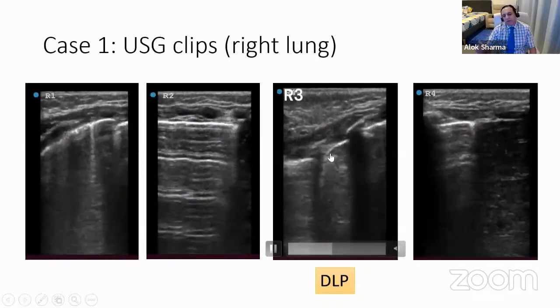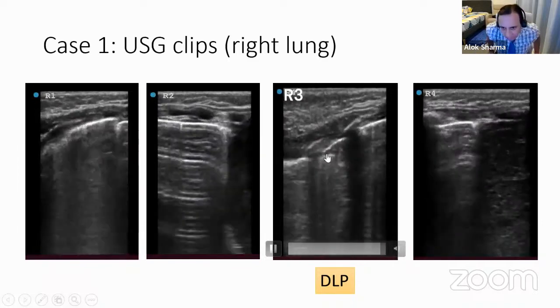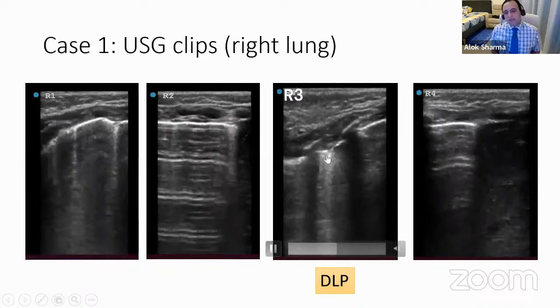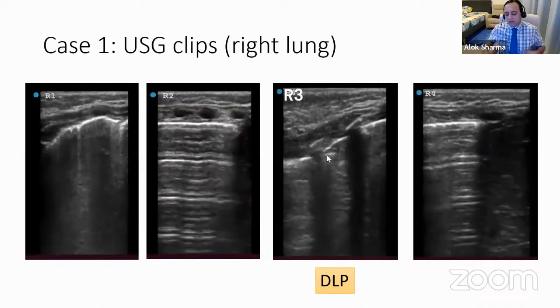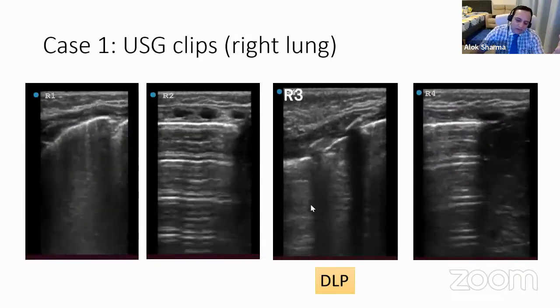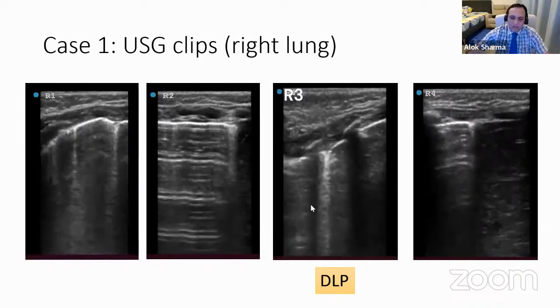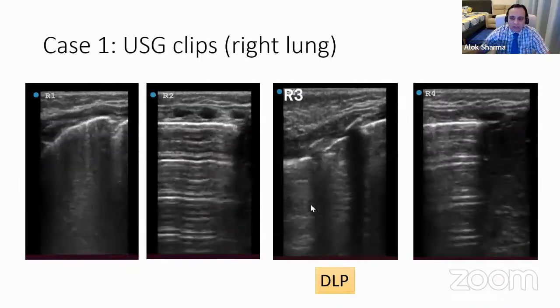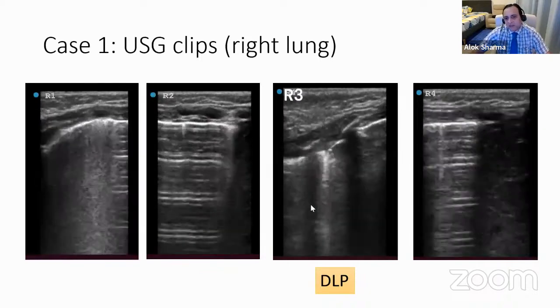So what is very important in these situations is to try to abduct the arm. If you can, and the baby's completely stable, put the baby into the left lateral position and get a colleague to hold the arm upright so that you can get your probe completely at 90. And the reason for that is, can you see?